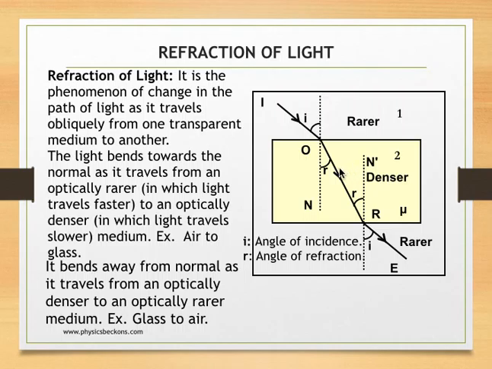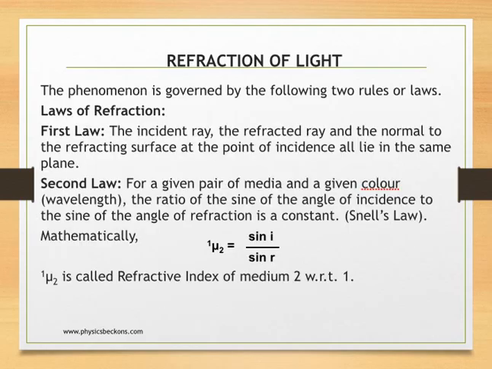For a given pair of media and a given color or wavelength of light, the ratio of the sine of the angle of incidence to the sine of the angle of refraction always remains constant. This is also known as Snell's law. Mathematically, we have mu 21 equal to sine i over sine r equal to constant. This ratio is called the refractive index of medium 2 with respect to medium 1.